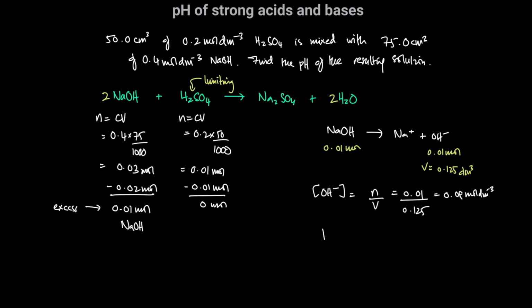We can say that the pOH is equal to minus log of 0.08. So the pOH comes out to 1.1. And we're going to assume that this process is taking place at 25 degrees Celsius. Again, by default you assume it's 25 degrees Celsius unless otherwise stated. So we know that at 25 degrees Celsius, the sum of the pH and pOH is equal to 14, and that implies that the pH is equal to 12.9. So that's your final answer.